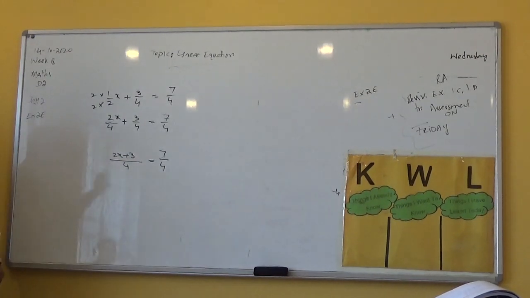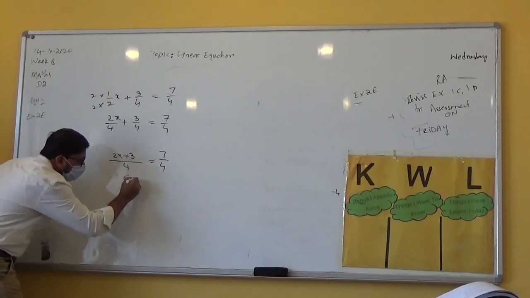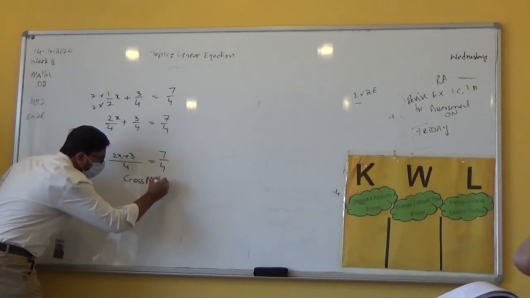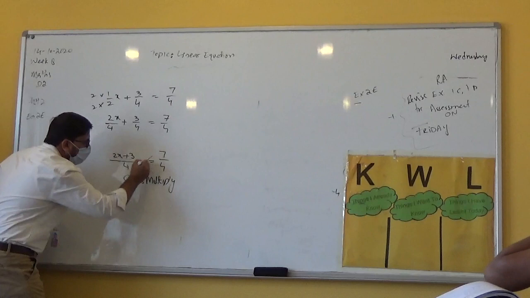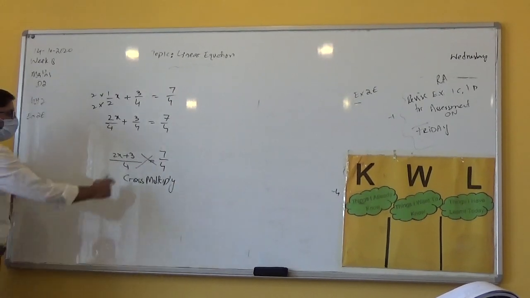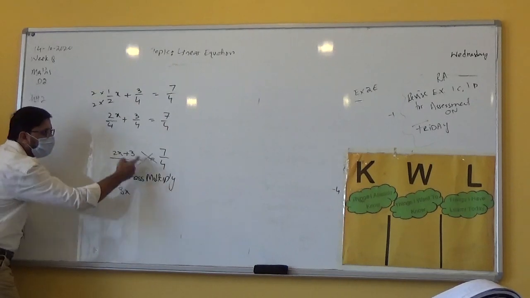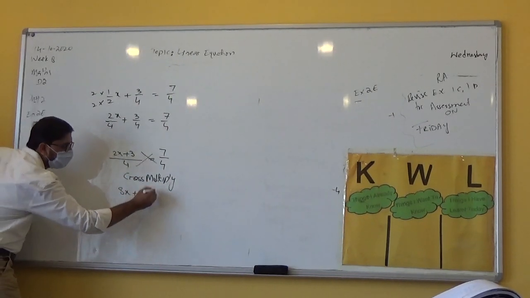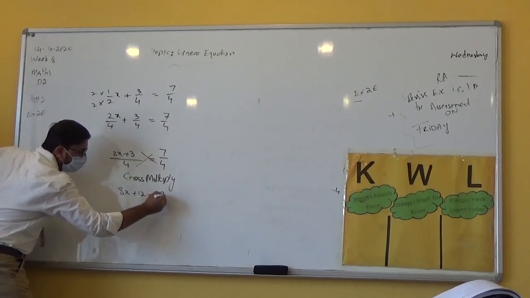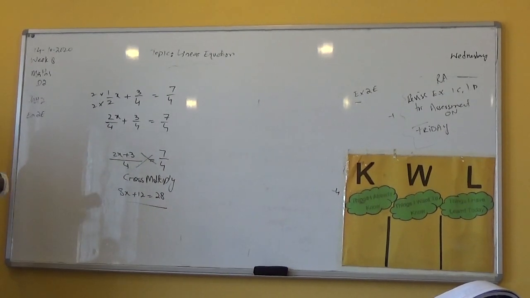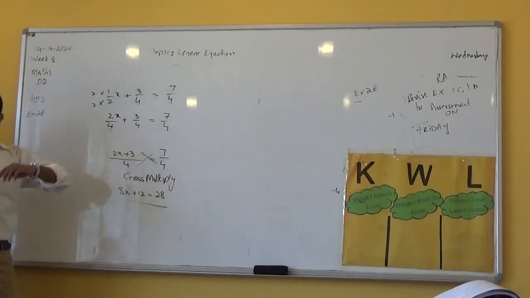Now how can we resolve the fractions? Cross multiply. Yes, do this. Do the cross multiplication. It's 4 times these two numbers. 4 times 2x is 8x. 4 times 3 is 12. 7 times 4 is 28. So solve this one further. 8x plus 12 equals 28. Now, what if we just move that? Yes, we move 12 to the other side.